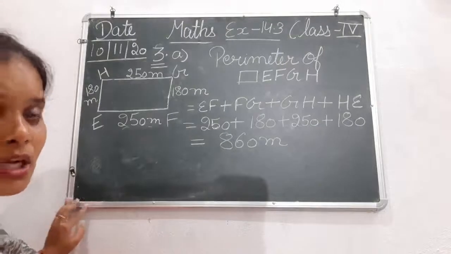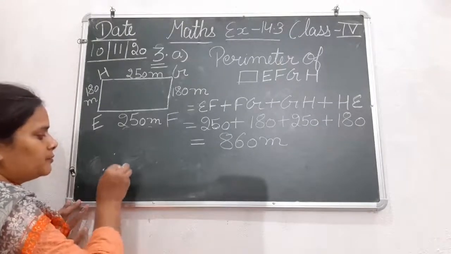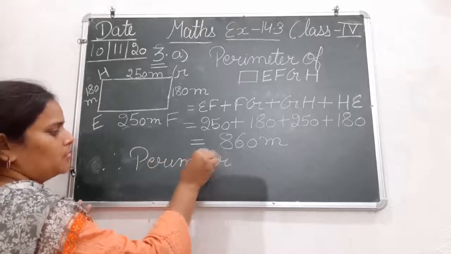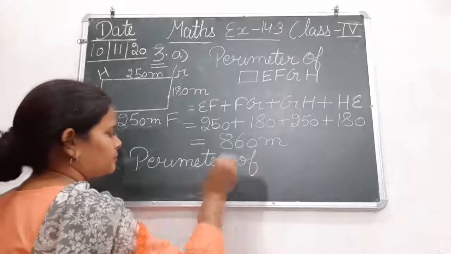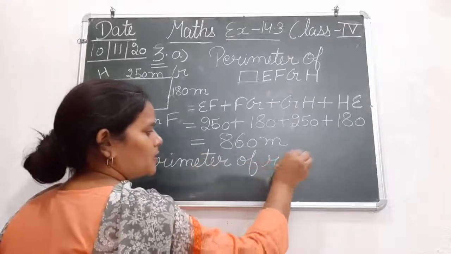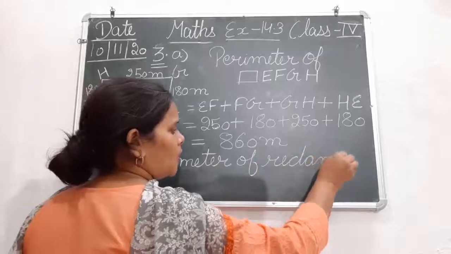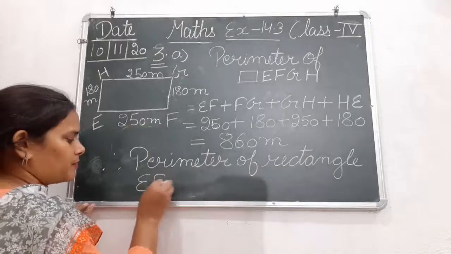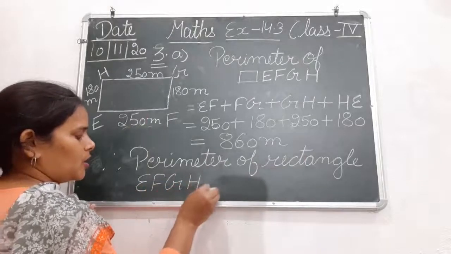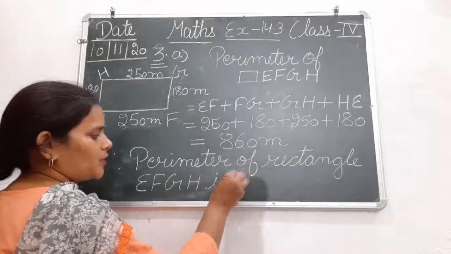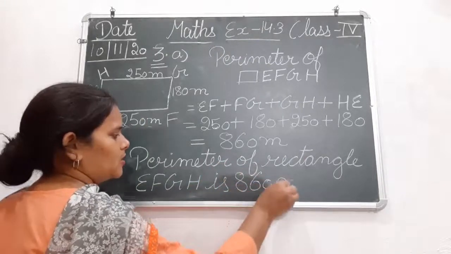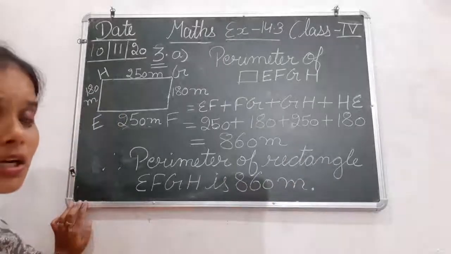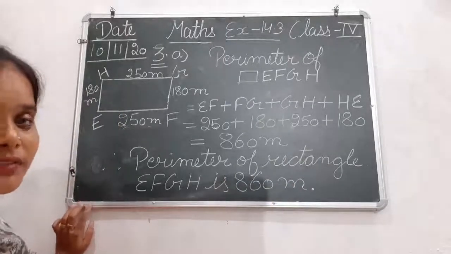So at last we are going to write therefore perimeter of rectangle EFGH is how much? That is 860 meter, and that is full stop. So this is the perimeter of the given rectangle.